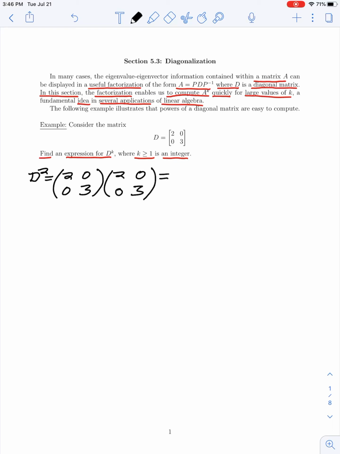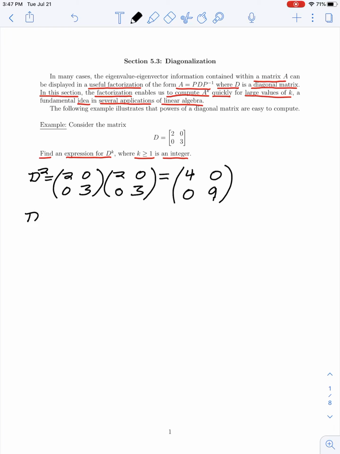So multiplying these 2 by 2 matrices, we get a 2 by 2 matrix where our first row, first column is equal to 4. First row, second column is 0. Second row, first column is 0. And second row, second column would be 3 times 3, or 9.